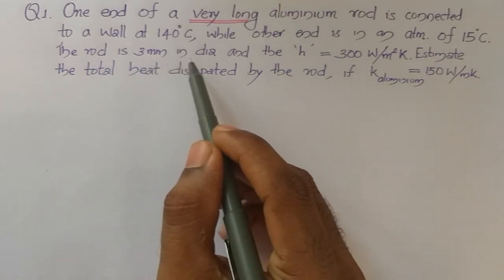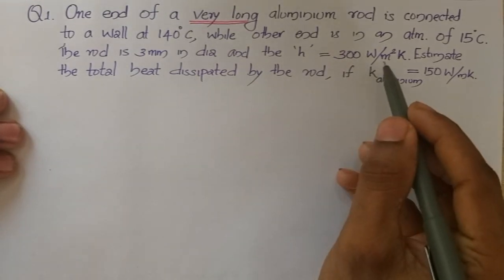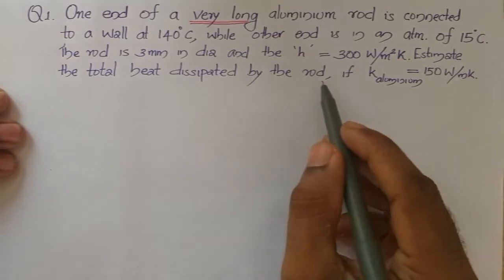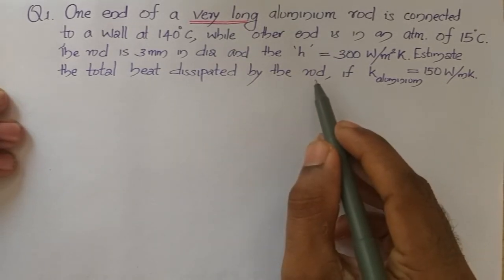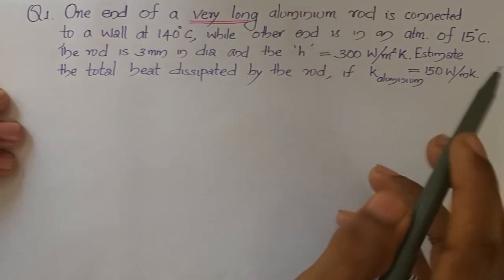The rod is 3 mm in diameter and the h value between the surroundings is given as 300 watts per meter square Kelvin, and here we have to find the total heat dissipated by the rod or by the fin, and the k value for the fin material, which is aluminum, is given.